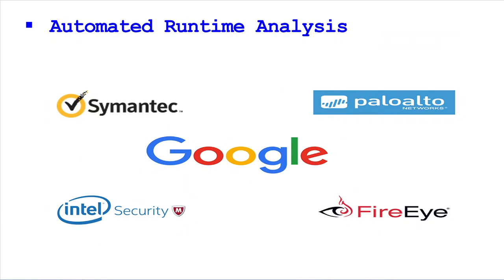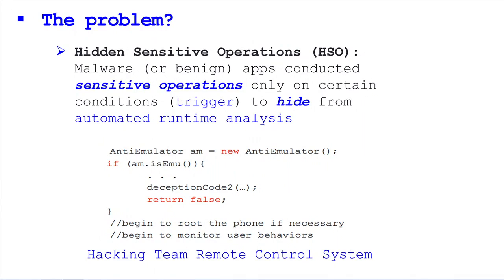In the last decade, automated runtime analysis systems have been widely deployed in the security industry, and overall they have been effective against malware on both Android and desktop platforms. However, security is never a one-side game, and malware authors have come up with countermeasures against these automated runtime analysis systems. We call these countermeasures hidden sensitive operations, which means malware or benign applications will conduct the sensitive operations only on certain conditions to hide from automated runtime analysis.